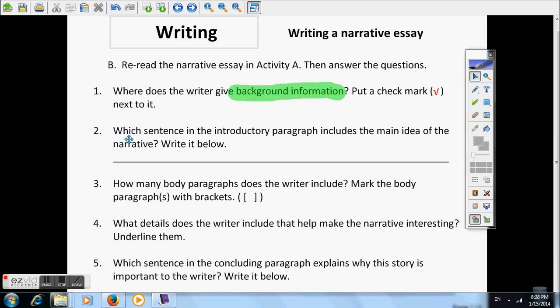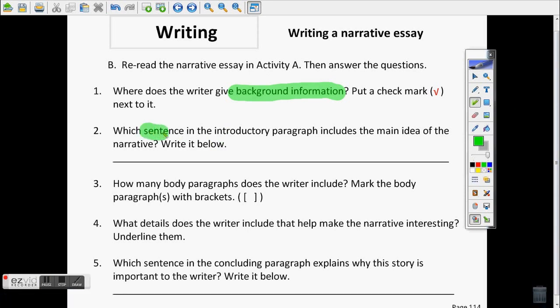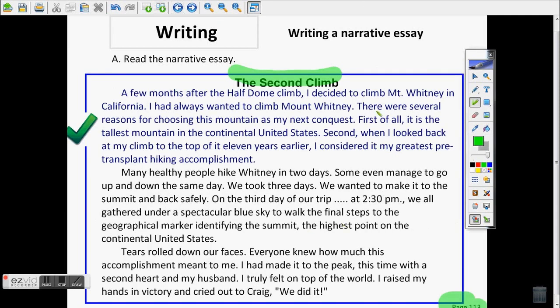Question number 2. Which sentence in the introductory paragraph includes the main idea of the narrative? Write it below. So the sentence in the introductory paragraph that includes the main idea. Let's go back here. So the answer is: after a few months after the Half Dome climb, I decided to climb Mount Whitney in California.